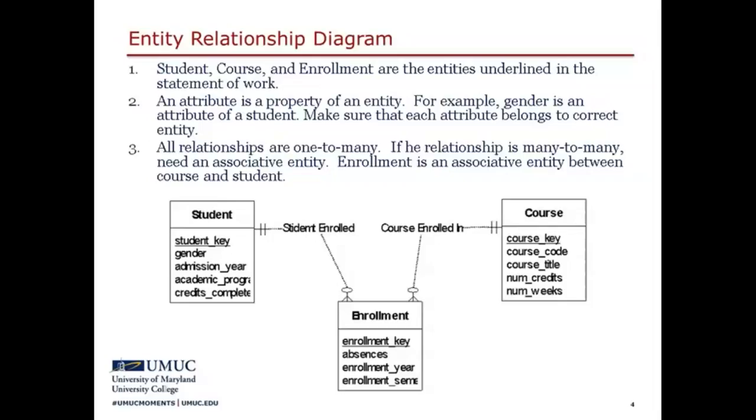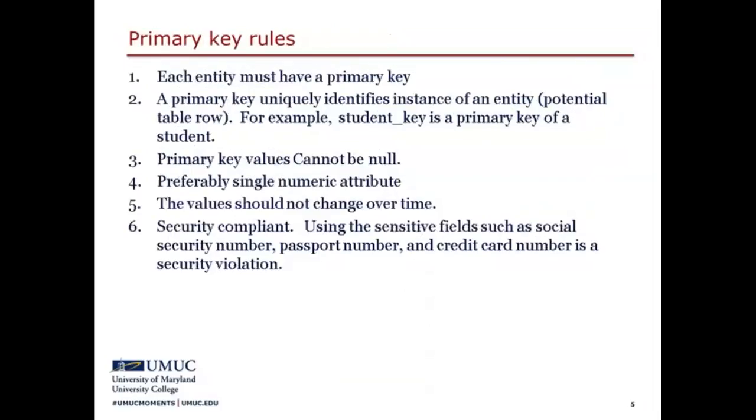So each student is identified uniquely by the student key. That's called the primary key. And I have an enrollment key, and I have the course key, right? So this is a unique identifier. Every course has its own unique number, right? Now, the next slide is the primary key rules. So now, this is very important.